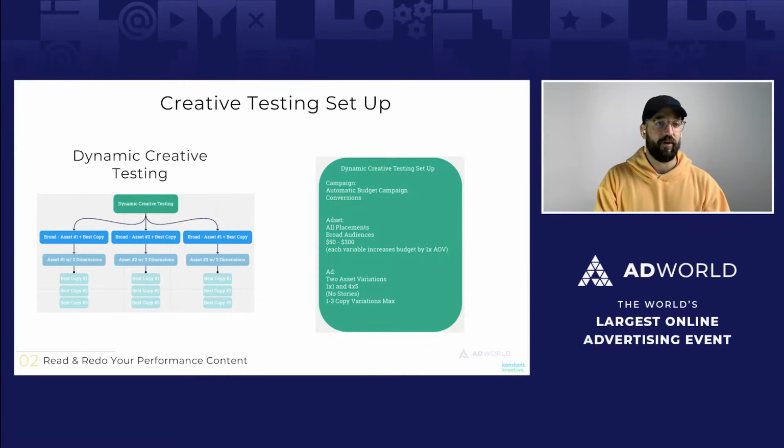So why do we like dynamic creative testing? It's going to be a conversion-specific campaign. It's going to be an automatic bid, so we can guarantee that that ad set is spending. We're going to choose all placements broad. We do not want to have an influence from an interest. We do not want to have an influence of a specific audience. We want broad. We want the creative to do the talking for us.